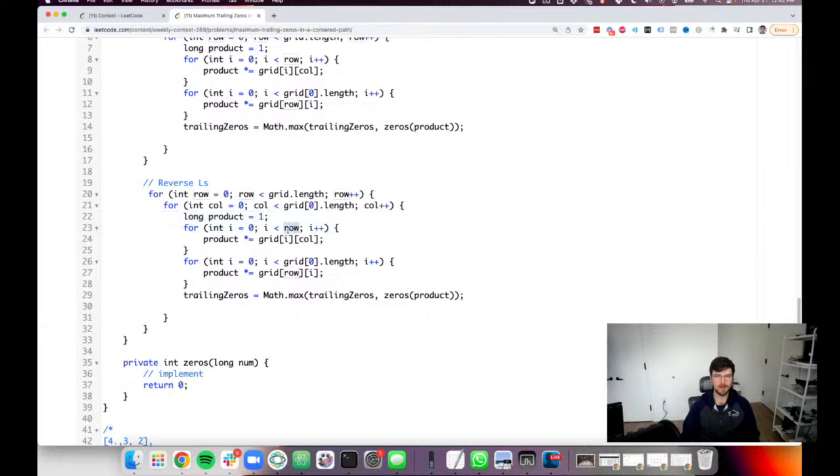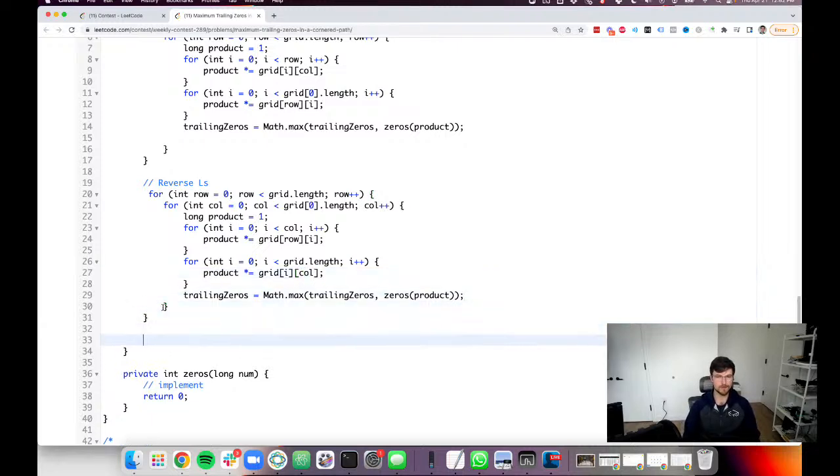So I is equal to 0, I is less than column now, and I plus plus, then this becomes row. Again, this is just inverted. So now we iterate across the rows. So it's going to be I and column. And then ultimately at the very end here, we're going to return trailing zeros.